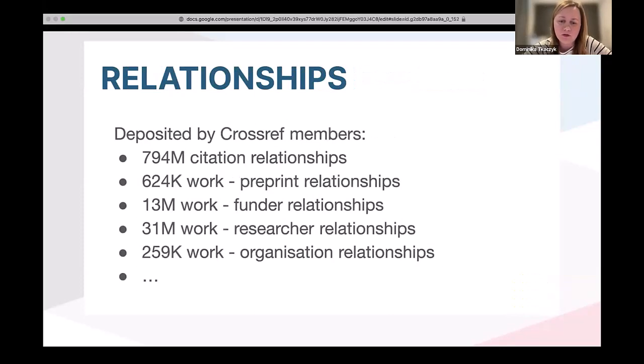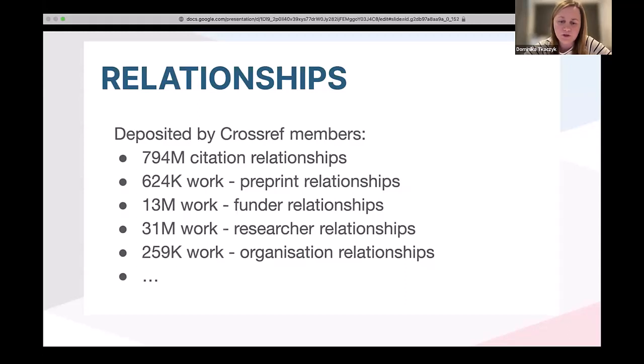Now, let's look at some relationships between these entities. A lot of relationships are deposited by Crossref members in the metadata of research outputs. So for example, if a member deposits the DOI for a cited article in the metadata of a research output, we have a citation relationship between these two research outputs. Similarly, the metadata records deposited by members can contain the DOI of a related preprint, indicating the work-preprint relationship.